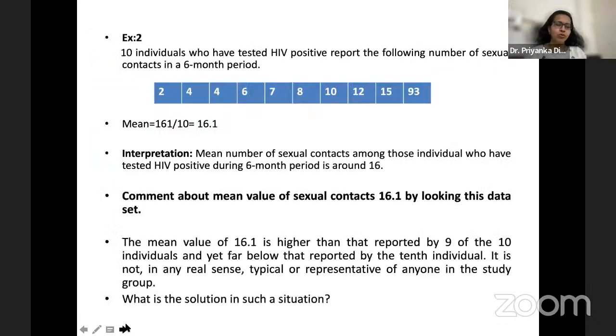Okay. Now let's look at a different example. In the same example where I have the information of 9 individuals, I got another piece of information.